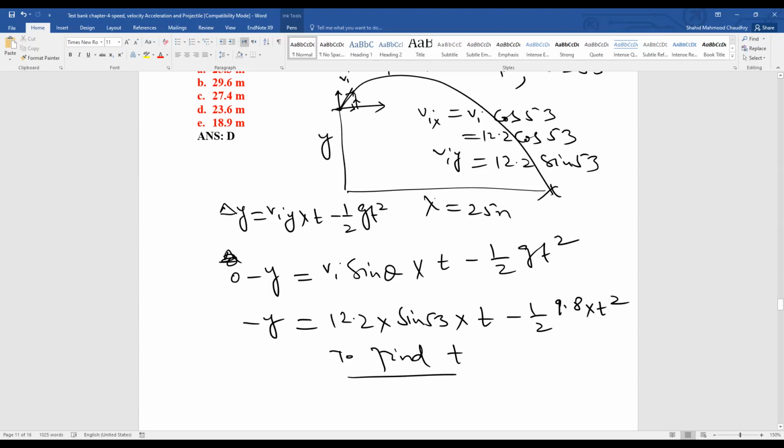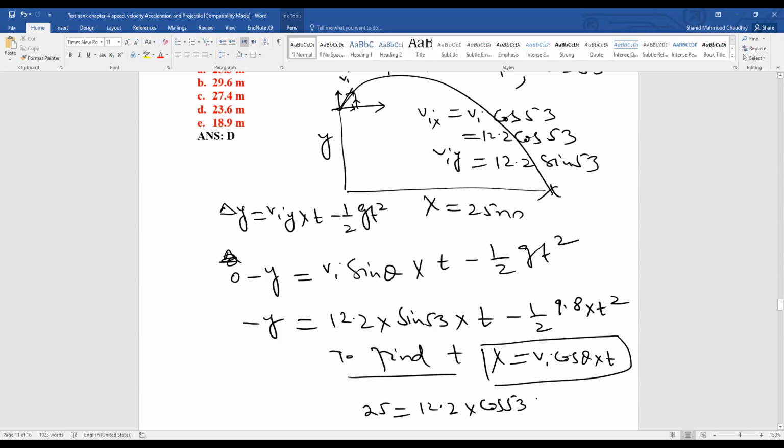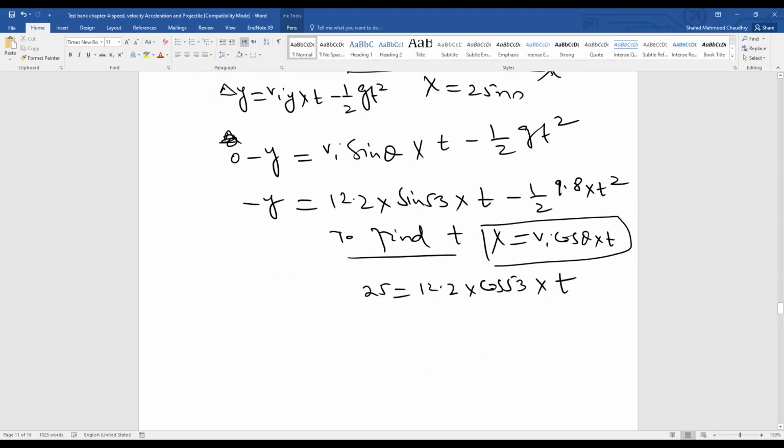So what will we do? Here X is 25 meter, it is given. So X is equal to VI cos of theta into T. We apply this formula because we already know these values. So 25 is equal to 12.2 into cos of 53 into T. In this way, you can find the value of T. If you solve this one, it will be 3.4 second.